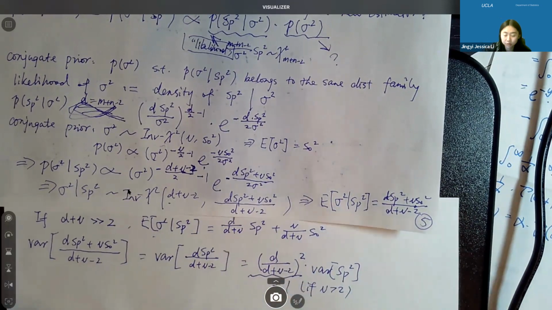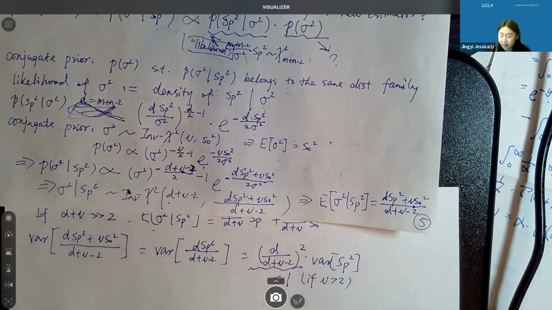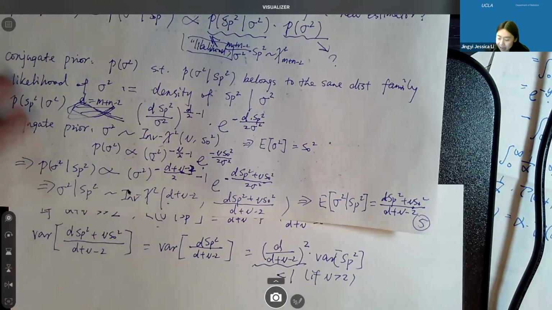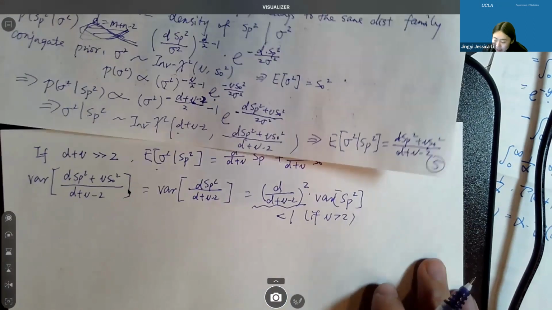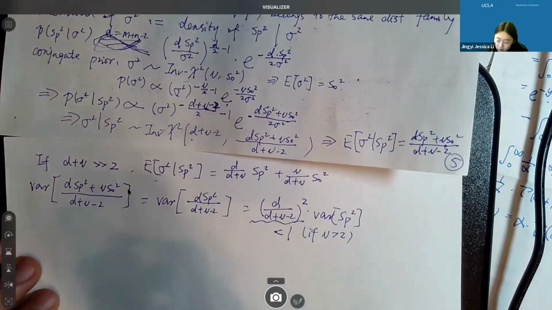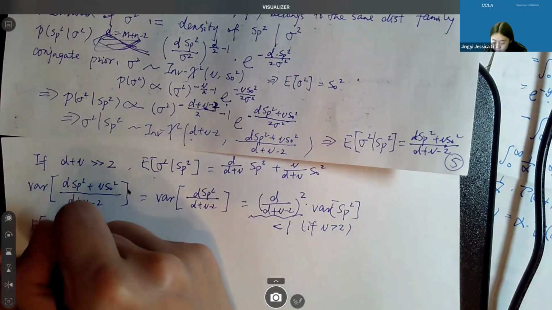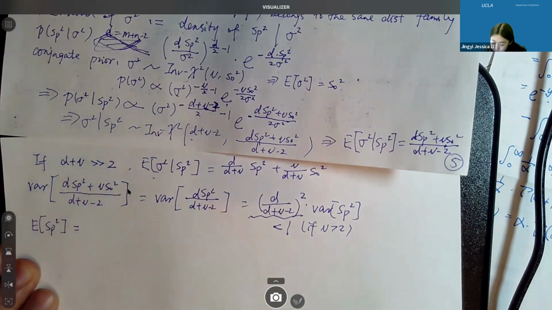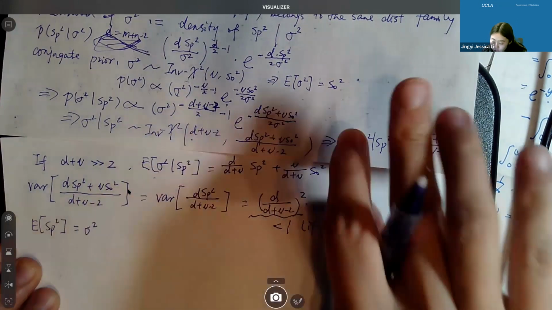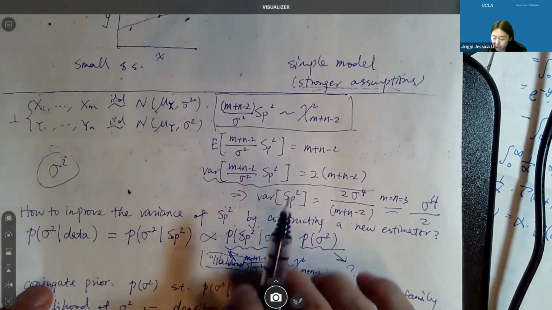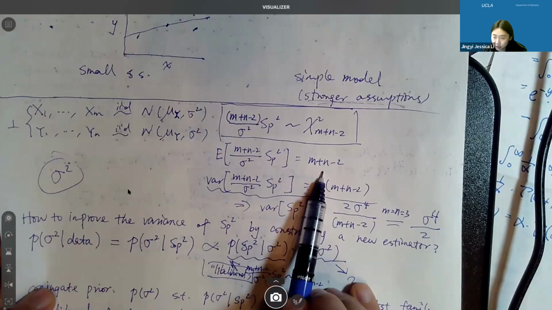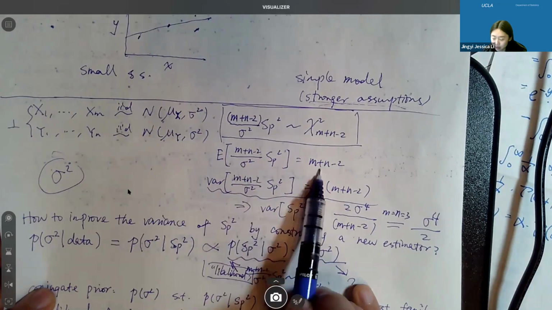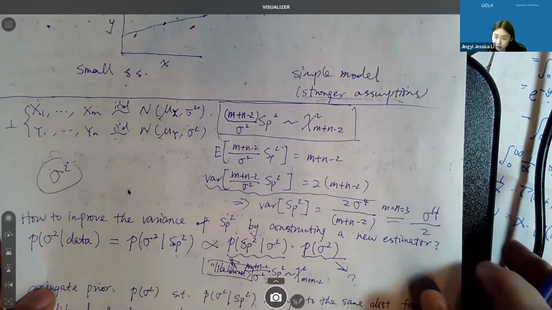So therefore, we reduce the variance in this sense. So make the variance smaller. How about the bias? We know that there's always a trade-off, and we know that the expectation of S_p squared is equal to just sigma squared, which can also be seen from here. This relationship is from the property of the chi-square distribution, but if you simplify it, the expectation of S_p squared is sigma squared. So it's unbiased, okay?